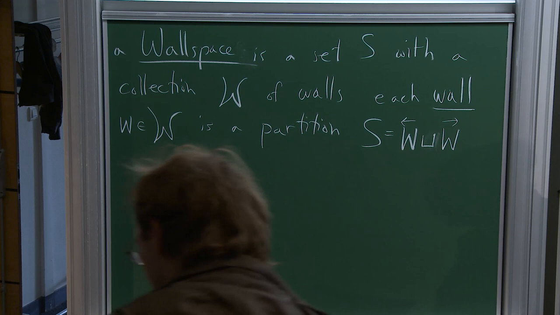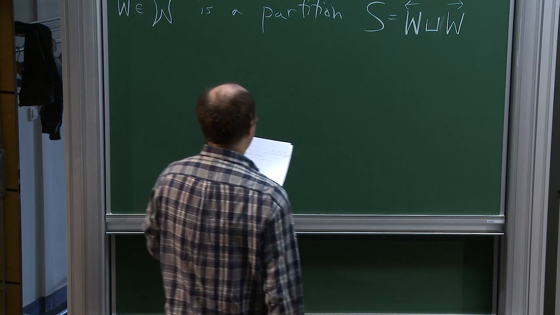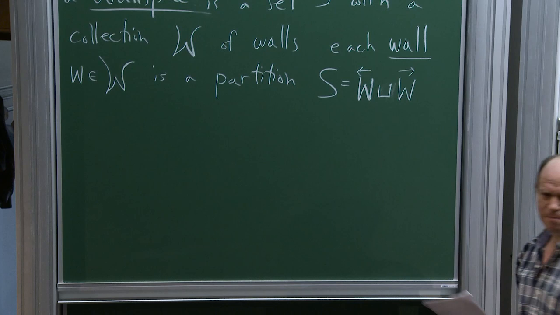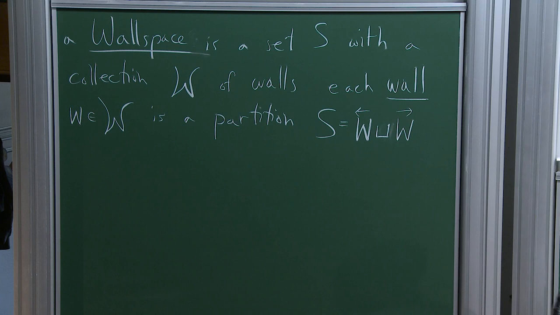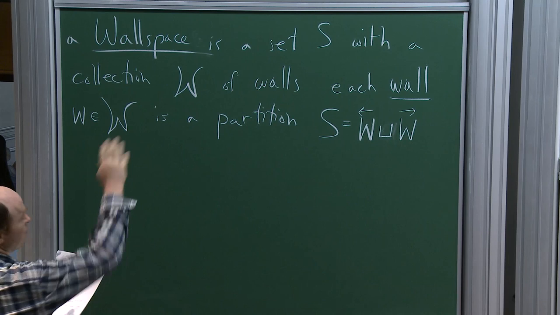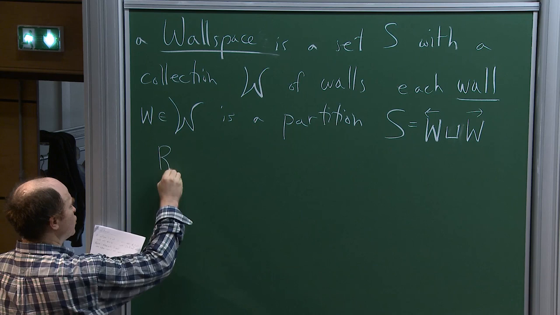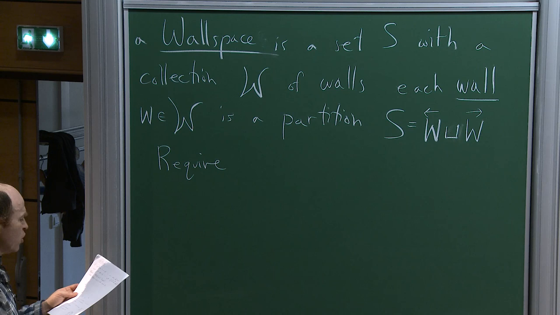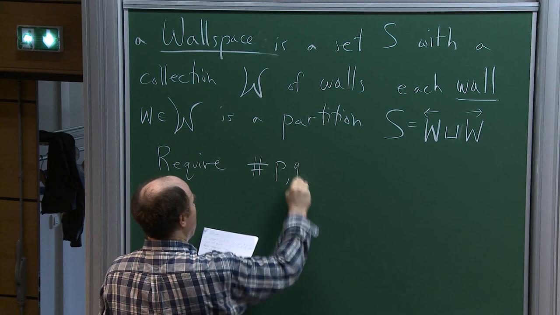And we will also assume that no two walls are the same partition for technical reasons. Although a lot of what I'm going to describe has great flexibility to it, you'll see as we proceed. This definition, which is the most elegant form of the notion of wall space, is suggestive of quite a lot of generalization that will become apparent as we proceed. We're also going to require that the number of walls separating any two points in S is finite.